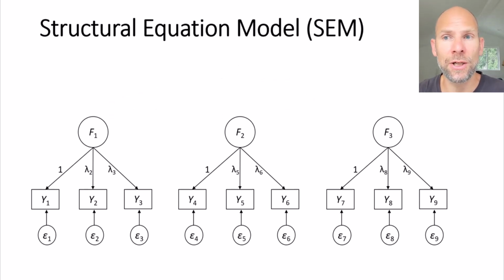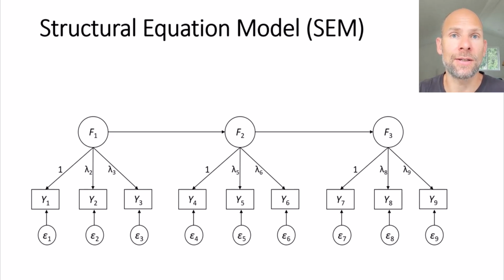In a structural equation model or SEM, we also have factors. So for example, we may have the same three-factor structure as in the confirmatory factor analysis. However, now we are estimating one or more direct effects between those factors in the structural model. So for example, we may hypothesize that factor f1 caused factor f2, and then factor f2 may be hypothesized to cause factor f3, leading to a mediation model with an indirect effect from factor f1 to factor f3.